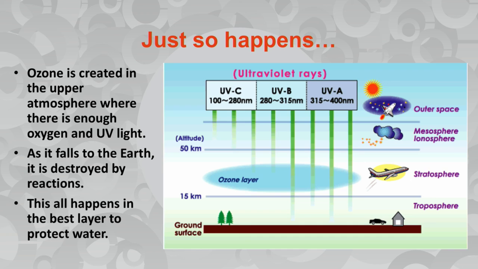Well, how do I know it's the right spot? Well, let's talk about that. Because if that ozone layer was anywhere else, it would have a problem. Actually, I think if it was higher up, it'd probably be okay. But if it was any lower, we would have a problem. It would be dangerous to us, and it would be very dangerous to water.